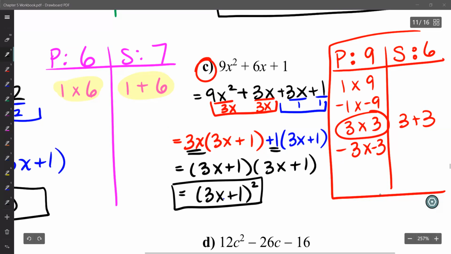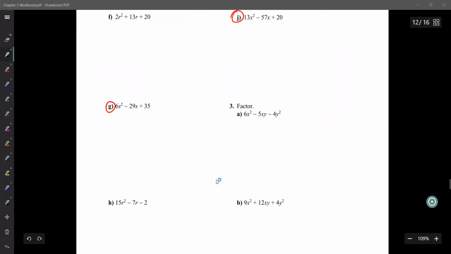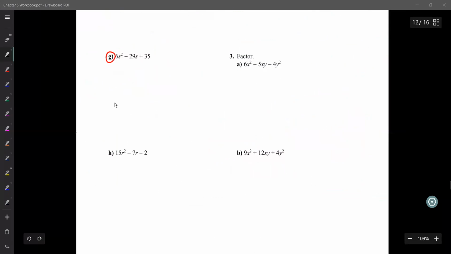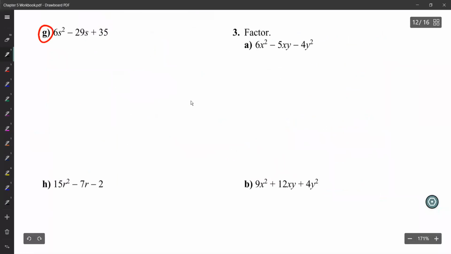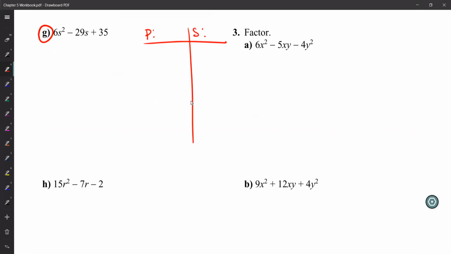Okay, let's do the last two. 2J and 2G on the next page. I'll start with 2G. All right, so I'm just going to take you guys through this. So can we common factor anything out of 6, 29, and 35? I think the answer to that would be a no. So we will move on to finding the product and sum.